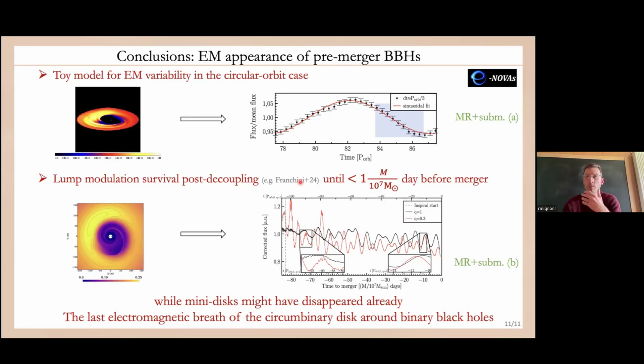So that's really important, to have complementary studies that in the end reach the same conclusion that the lump survives post-decoupling. And since at that stage it's possible that the mini disks might have disappeared, it could be that the last electromagnetic breath from the binary black holes, and in any case from the circumbinary disk, will be related to the lump modulation.